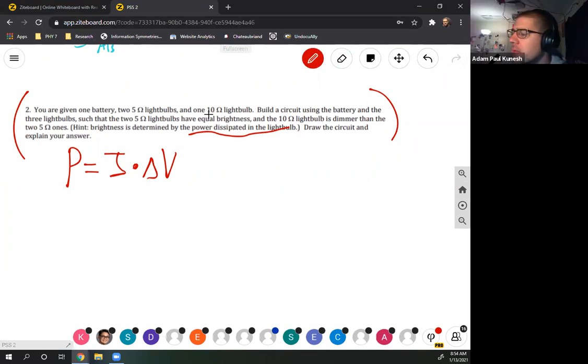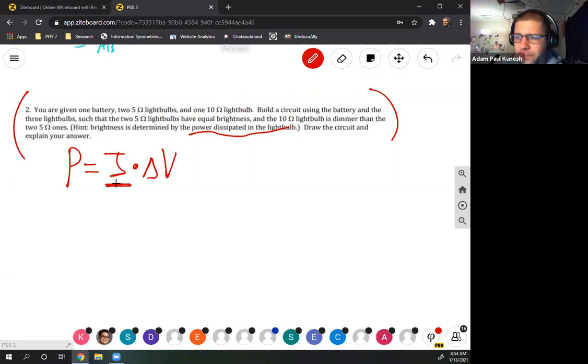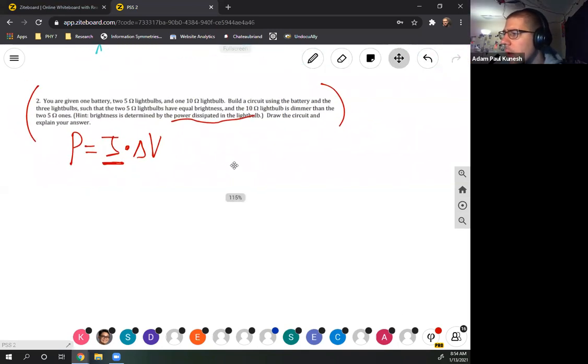Is that wrong? No, it's not. It's more just that it depends on the circumstance. I can have different currents in different parts of my circuit. For example, I can make it so that the 10-ohm light bulb is actually brighter than the other 2. I'll design a circuit like that real quick.